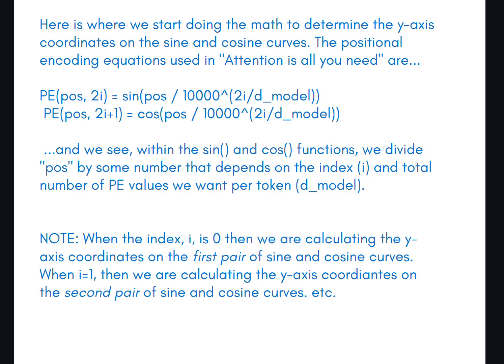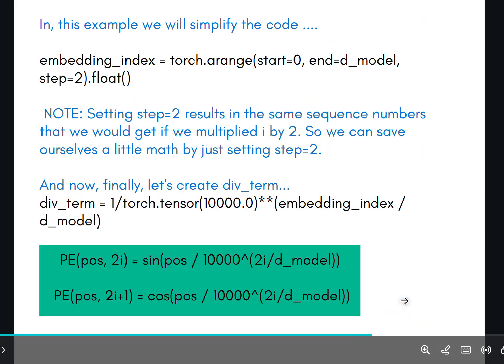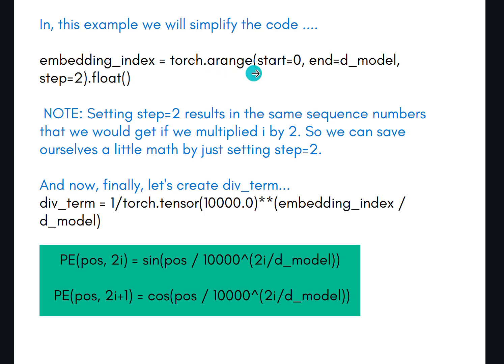Note, when the index i is 0, then we are calculating the y-axis coordinate on the first pair of sine and cosine curve. When i equals 2, then we are calculating the y-axis coordinate on the second pair of sine and cosine curve. So in this example, embedding token equals torch.arange starting at 0, ending at d_model size, step is 2, and it's converted to float.